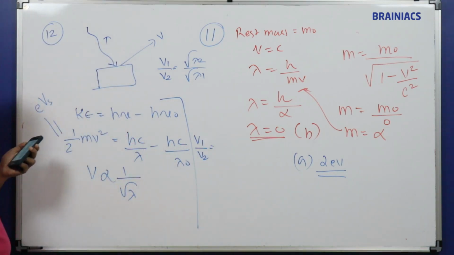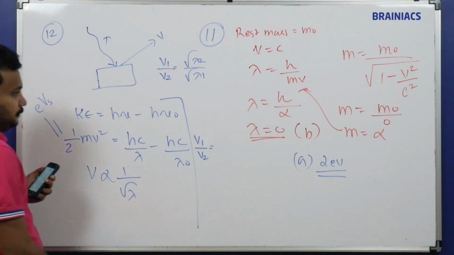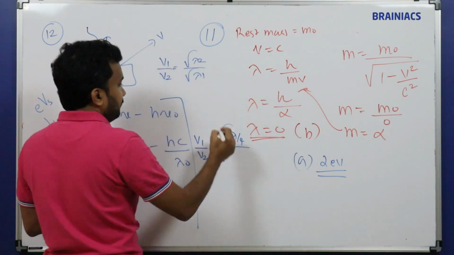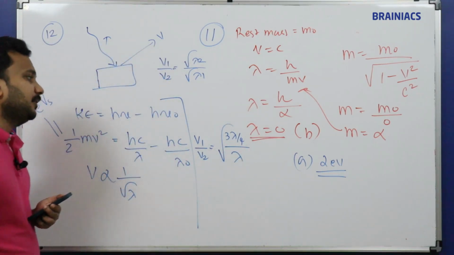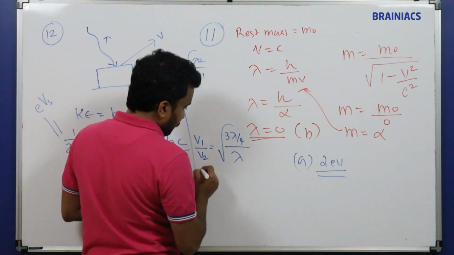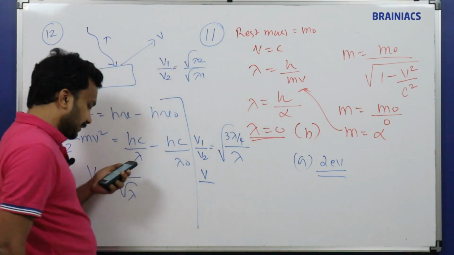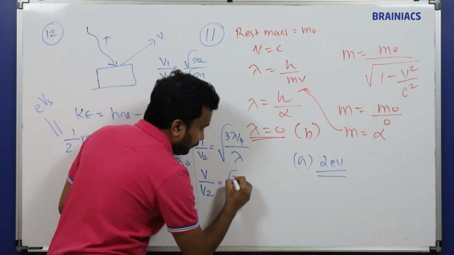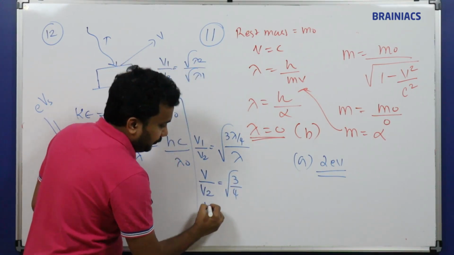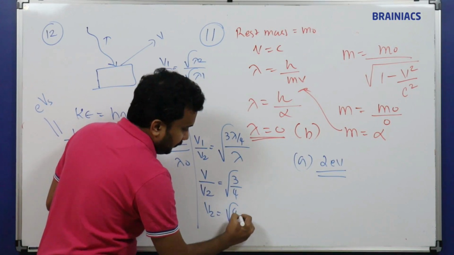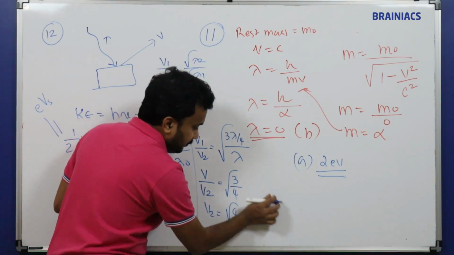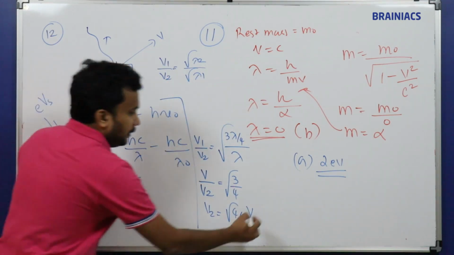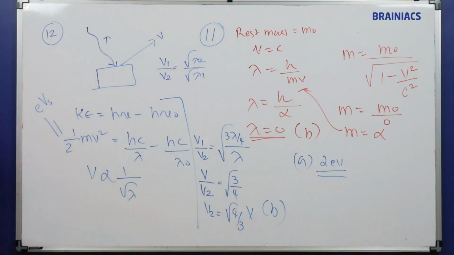What is lambda 2? Second case is 3 lambda by 4. So I'm writing like this, root of 3 lambda by 4 divided by, first case, lambda. We want to find out the v2. So v1 is given as v itself. Second case, v2 has to be found out: root of 3 by 4. So v2 equals root of 4 by 3 times v. So option B is the right answer for this question.